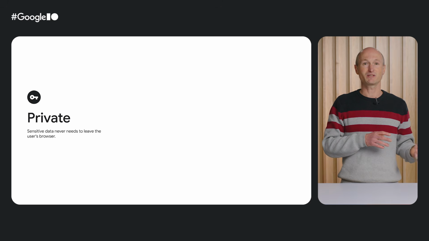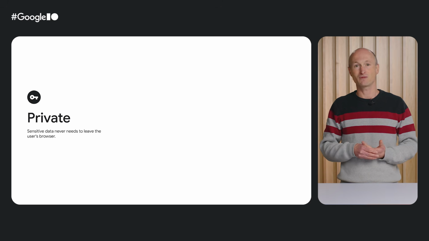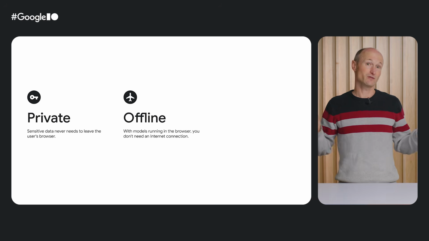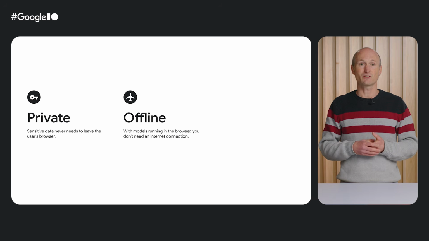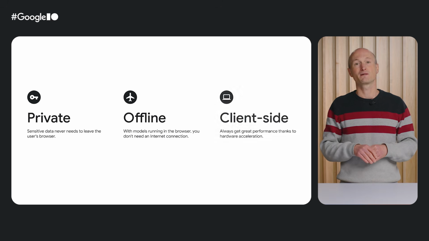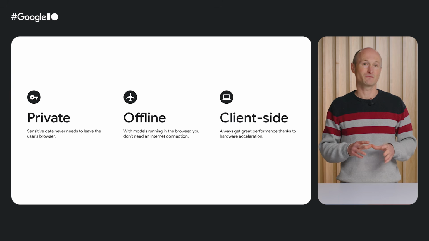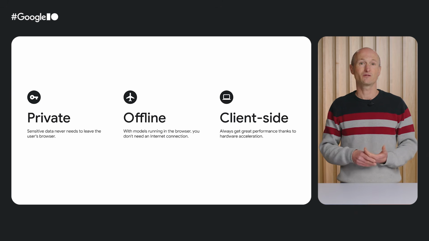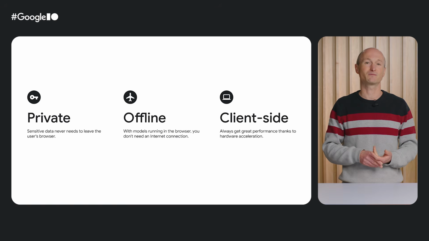The advantages of built-in AI are at hand. With the AI model running on the device, sensitive data never needs to leave the user's browser, which means huge benefits from a privacy perspective. When there's no server involved, this also means that running the AI model can happen entirely offline once the model has been downloaded. And you always get great performance, thanks to hardware acceleration on your device. So in some cases, you might even beat the performance of the cloud.